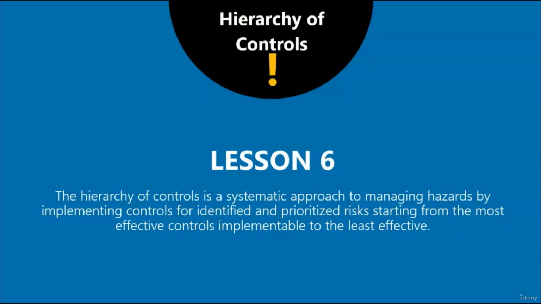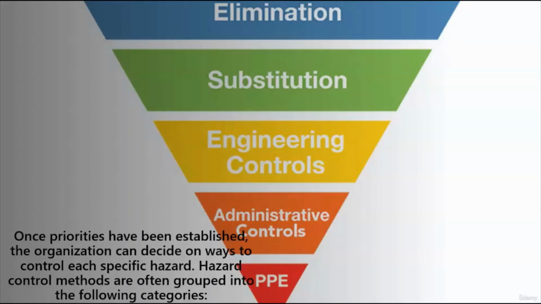It is a systematic approach to managing hazards by implementing controls for identified and prioritized risks, starting from the most effective controls implementable to the least effective. So the idea of the hierarchy suggests that there are some controls that are more desirable and more effective than other controls. In this diagram, you see that there are 5 levels of controls, starting from the most desirable and most effective at the top to the least desirable or least effective at the bottom.